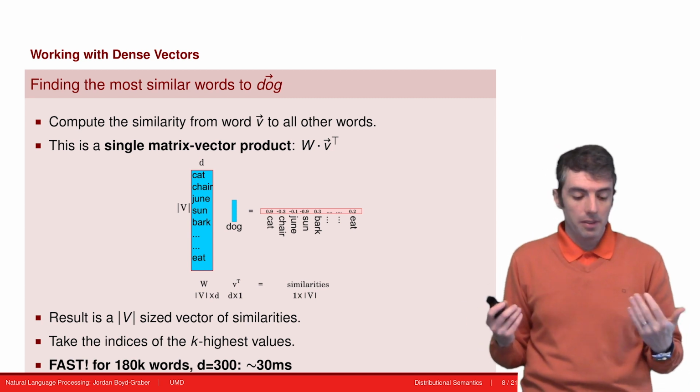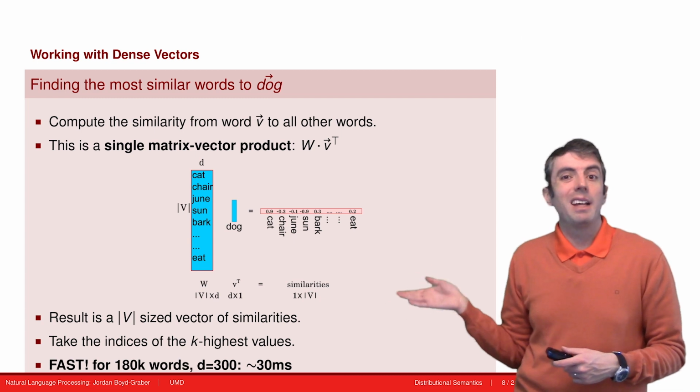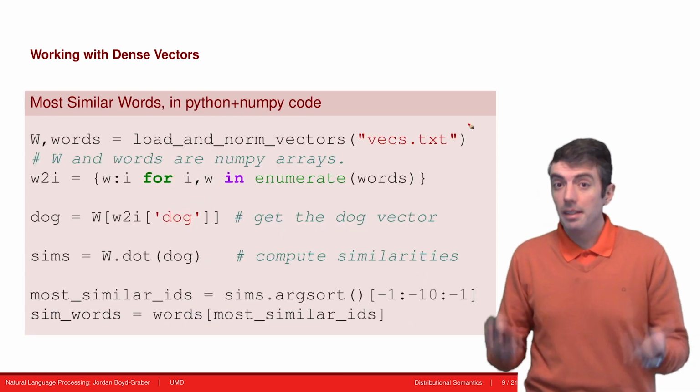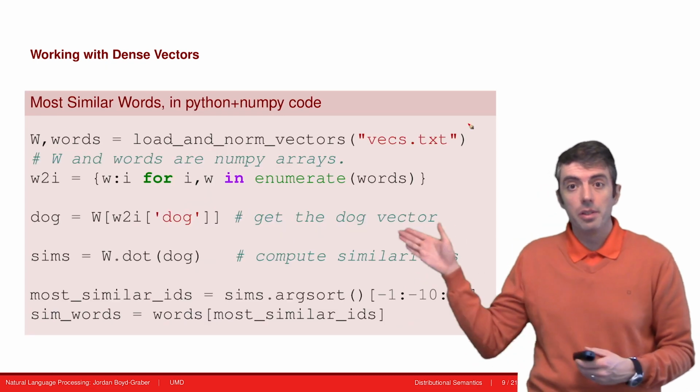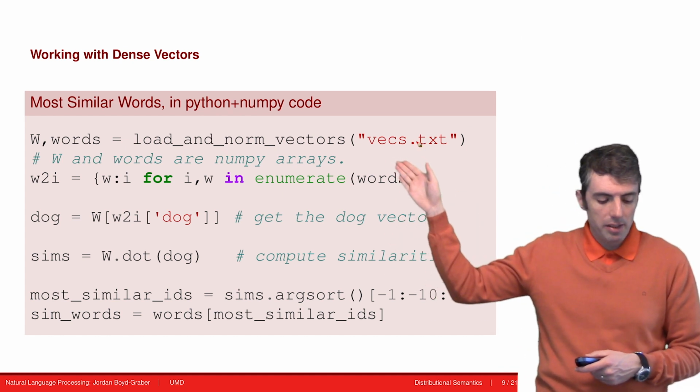Even for a very large vocabulary, this is happening on the order of milliseconds. So fast that a human wouldn't even notice. And this isn't just something that Google can do. You can do this on your own laptop very quickly. You can load in these matrices.